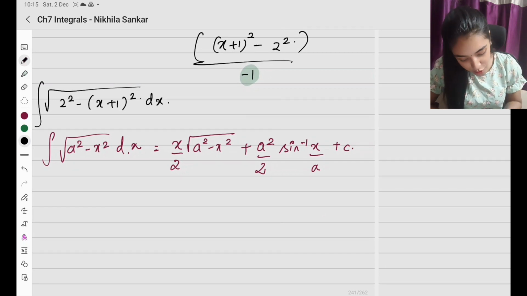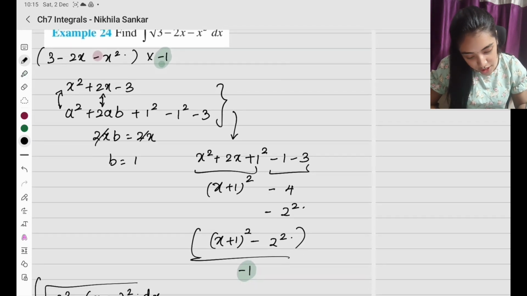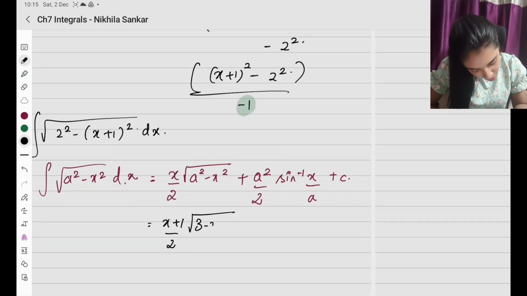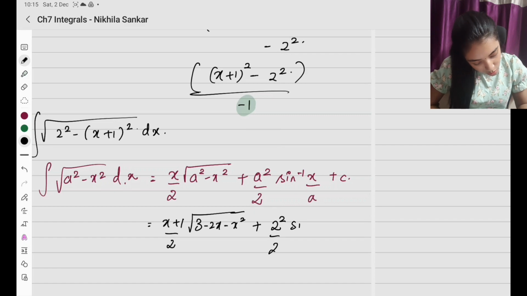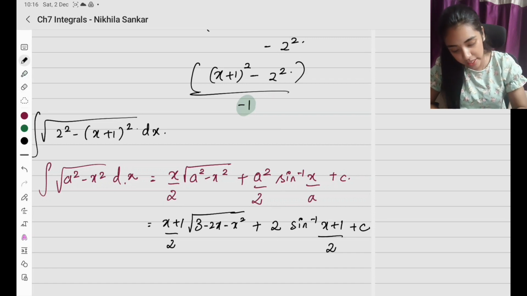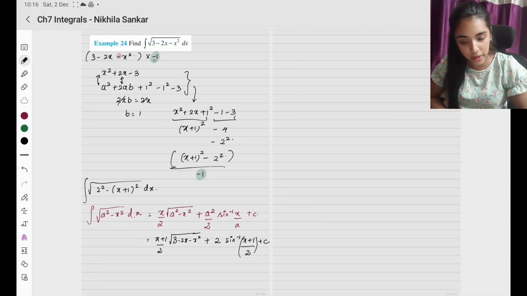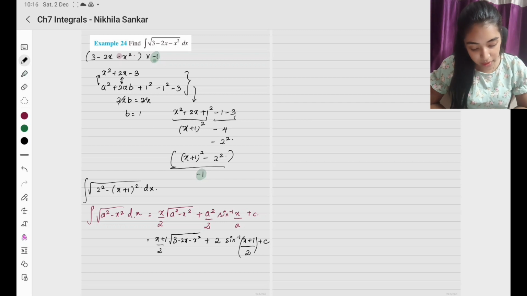So now when I substitute that, what do I have? X by 2, which is x plus 1 divided by 2, square root of a square minus x square, which is the question itself, 3 minus 2x minus x square, plus a square divided by 2, which is 2 square divided by 2 times sine inverse of x divided by a plus c. So here this 2 cancels. So I'll just remove that. So I have 2 sine inverse of x plus 1 divided by 2, which is inside the sine inverse function. Okay, so this is my final answer. Please copy.